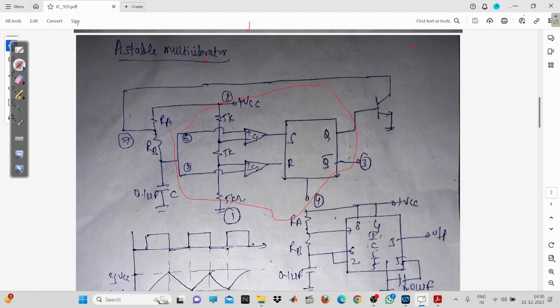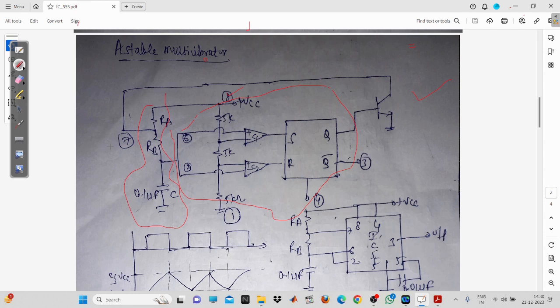Now to this internal circuitry, we are going to connect some external elements, like you can see here, RA, RB, and 0.1 microfarad. These are the only three elements which you will have to connect to the IC 555. This will be connected to VCC because we want to charge a capacitor, and for charging a capacitor the power supply is required, and for discharging you need a ground path. So for the ground path, this will be connected to the discharge transistor.